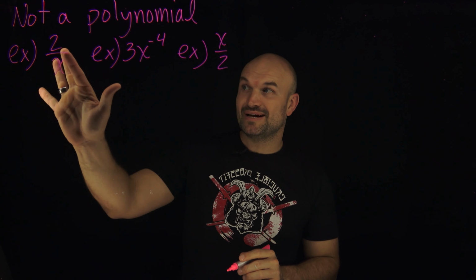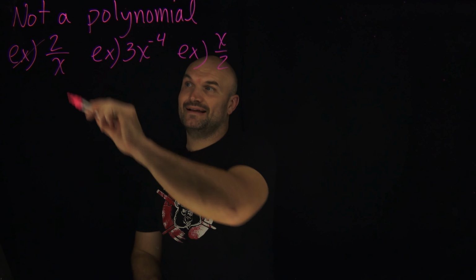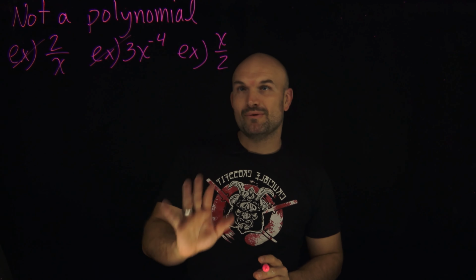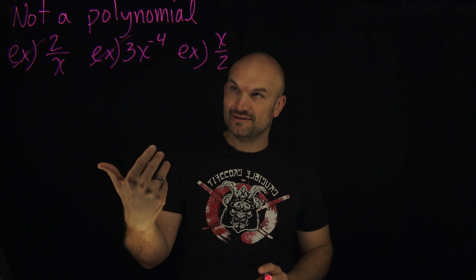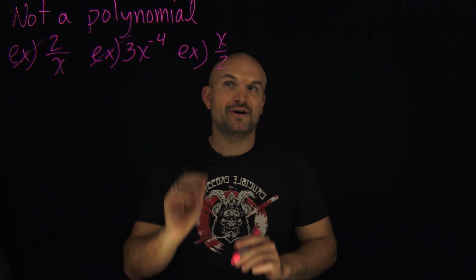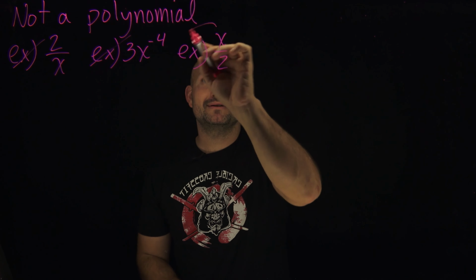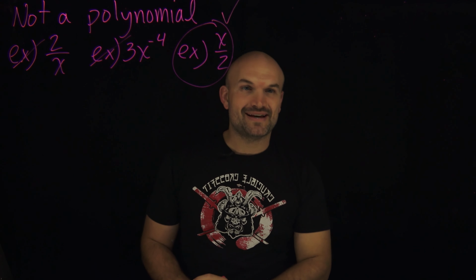OK, so you can see here we have the variable in the denominator, not a polynomial. You can see here we have a negative power, not a polynomial. However, in this case, you can see that we have a fraction, right? But it's a number that's in the denominator. So this one is going to be good. This is an example of a polynomial. So we'll go ahead and give that one a check mark.